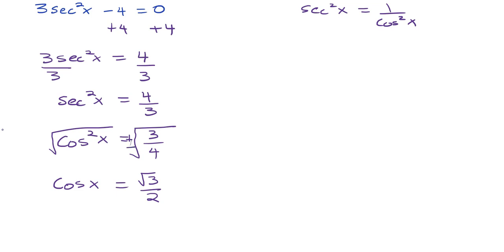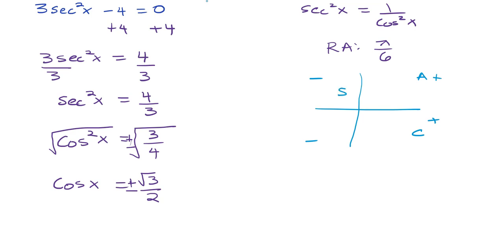And remember, it's plus minus here. So we have to remember plus minus here as well. So let's go ahead and find our reference angle here. It's going to be pi over 6. The reference angle for this will be pi over 6. And now we're going to draw our unit circle here. Let's draw our coordinates here. And we know that cosine is positive here and here. So let's say positive, positive, negative, negative, sine and tangent.